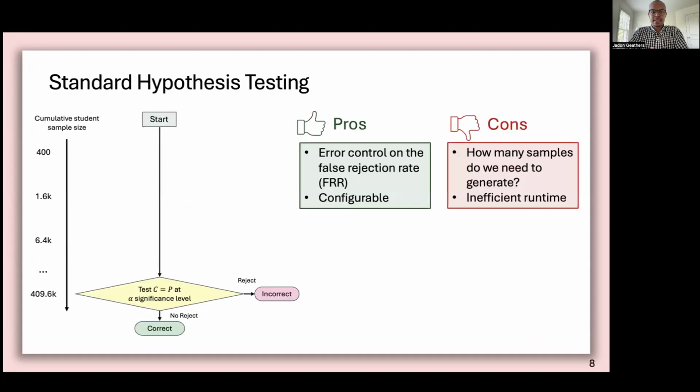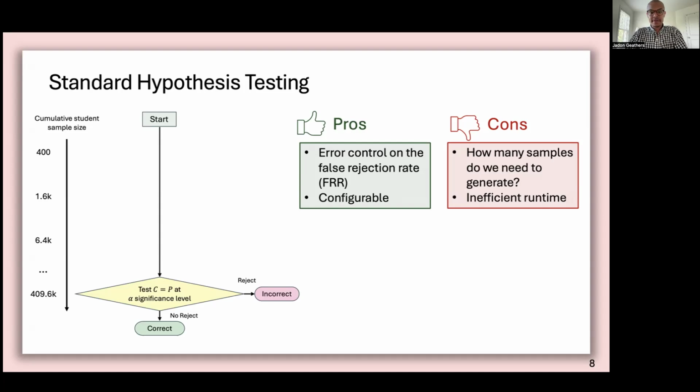And here's a visual representation of standard hypothesis testing in action. We perform a single hypothesis test at a fixed sample size with a fixed significance level. And after performing this test, we can determine whether the program is correct or incorrect. Now, there are several pros and cons to this method. One benefit is that we can control the false rejection rate, which is the rate at which we accidentally mark correct programs as incorrect. So it's the rate at which we make a wrong prediction for correct programs. And this false rejection rate is precisely given by alpha, the significance level.